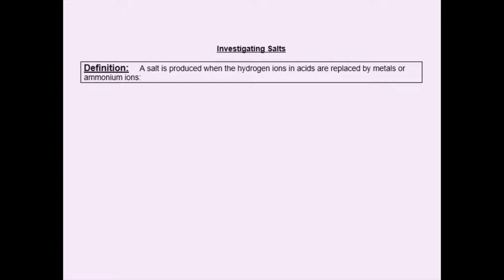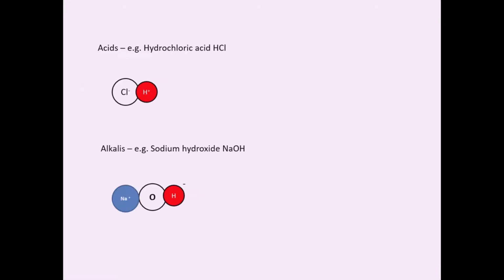And a salt is produced when the hydrogen ions in acids are replaced by metals or by ammonium ions. Now, I want to try and show you what that means. So let's look at a couple of animations again. So hydrochloric acid being neutralized by sodium hydroxide. Now remember, acid plus alkali.